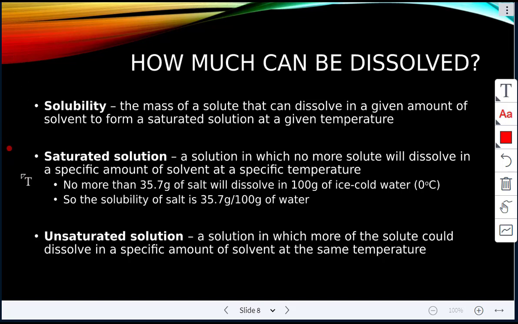So for example, no more than 35.7 grams of salt will dissolve in 100 grams of ice cold water at 0 degrees Celsius. So we would say the solubility of salt is 35.7 grams per 100 grams of water, written like this. So that would be a saturated solution, a saltwater solution. An unsaturated solution is when more solute can still be added and dissolve in a specific amount of solvent at the same temperature.